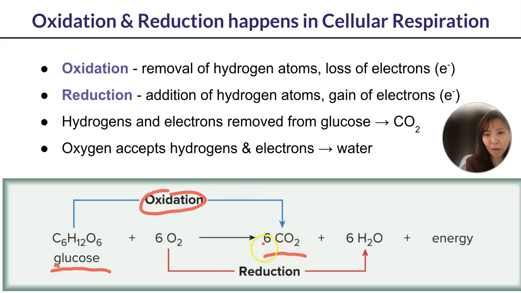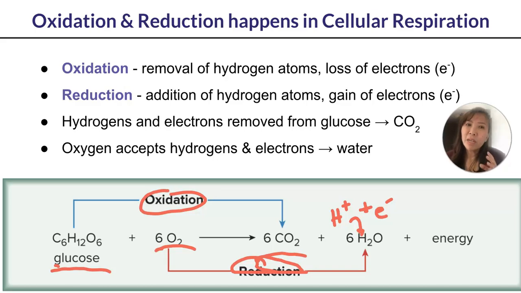Whereas in reduction, we have the opposite. In reduction, we start off with oxygen right here, right? When we reduce, we actually add hydrogen atoms, and when we add the hydrogen atoms, we also gain electrons. So whenever you see oxidation, just think loss of hydrogen atoms, loss of electrons. Whenever you see reduction, just think gain of electrons, gain of hydrogen atoms.